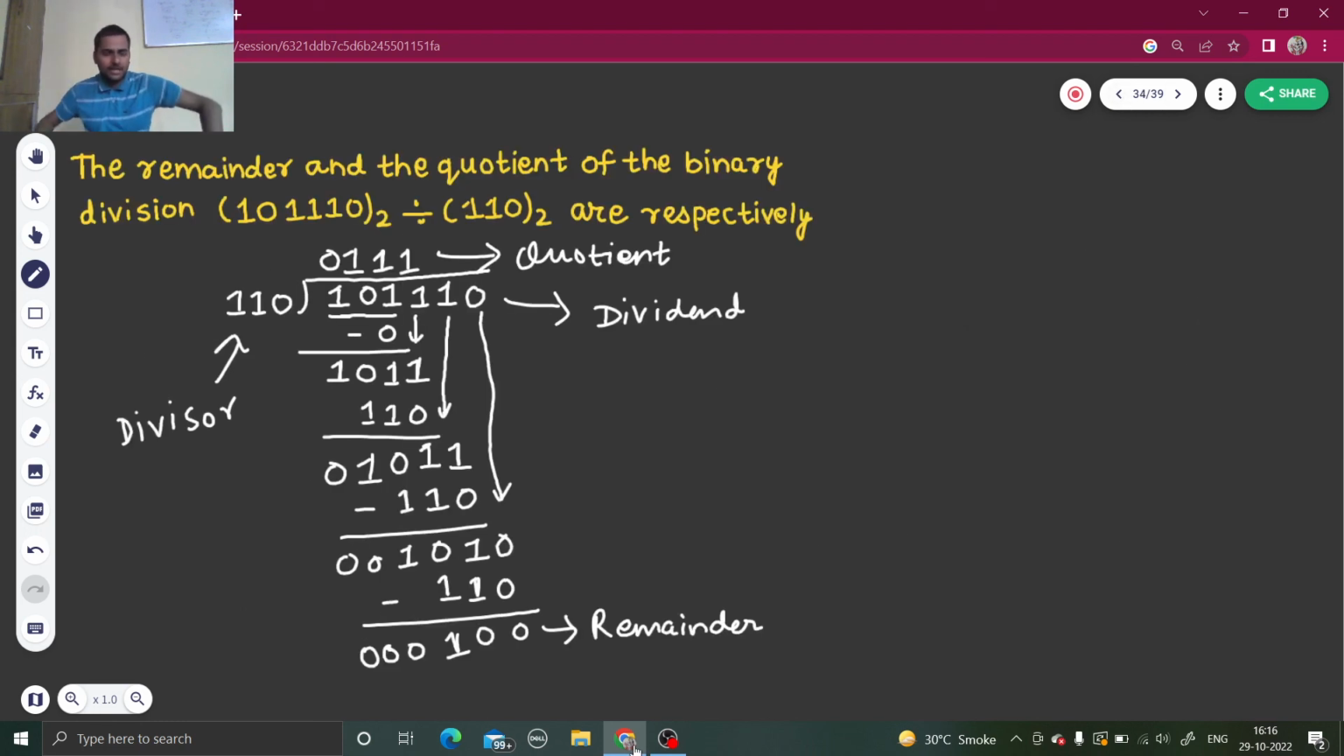So I hope you learned something. If you don't know how to divide, you can practice more problems. I already told you there's a playlist made separately for binary numbers. So that's it from my side. Do challenge your friend with this question. Say this and challenge him. Let's see whether he is able to do this or not.